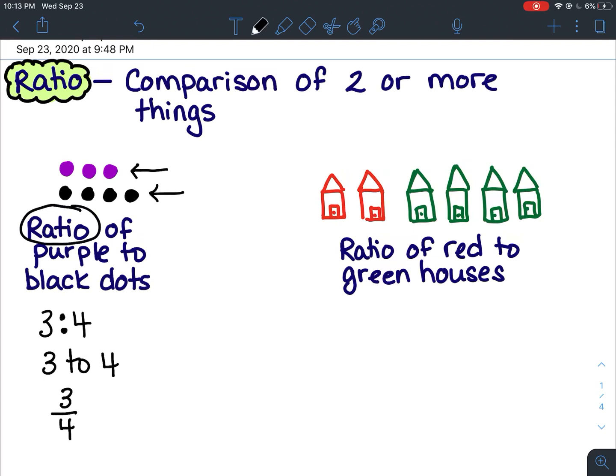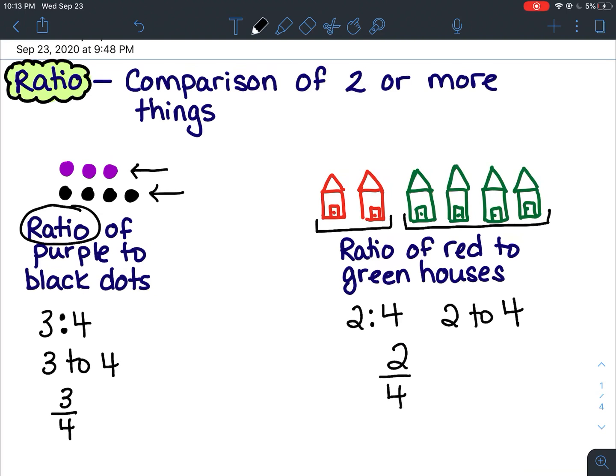Okay, we could look at houses. So over here we have red houses and green houses. So we could write a ratio of red houses. We have 2 red houses and we have 4 green houses. So we could say there's a ratio of 2 red to 4 green. Or we could say 2 to 4. Or we could say 2 over 4. And the 2 is talking about the red houses and the 4 is talking about the green houses.